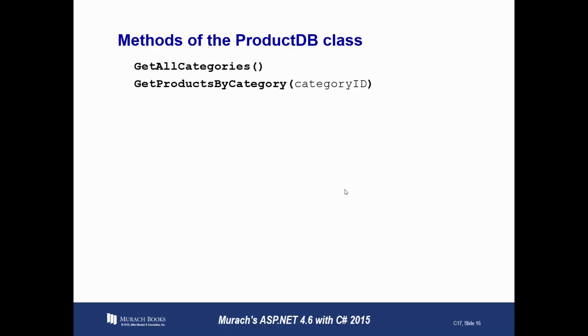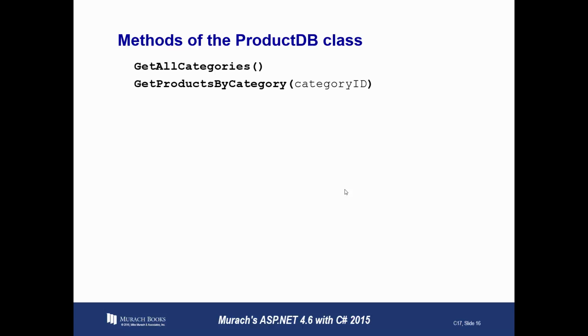And we've got get products by category, which requires you to pass in a category ID. It also returns an enumerable object, but this has the ID, the name, the unit price, and the on hand, and it's returning that information from the products table.